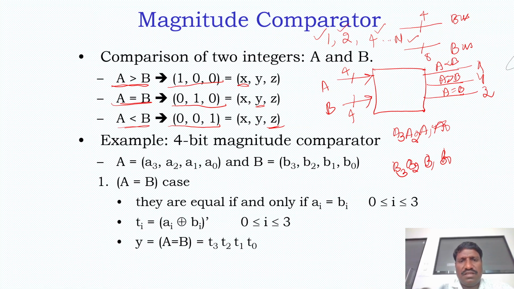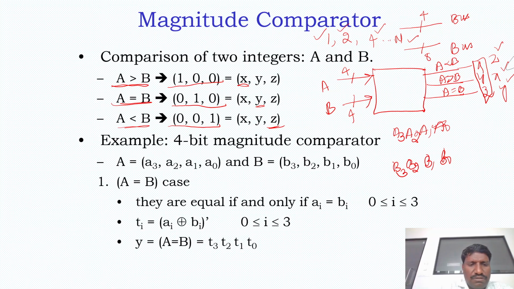As an example, for a 4-bit magnitude comparator, this is how XYZ are represented. As per the slide, A greater than B is X, A less than B is Z, and A equal to B is Y. That is not an issue; you can use PQRS, or MNO, whatever it may be.